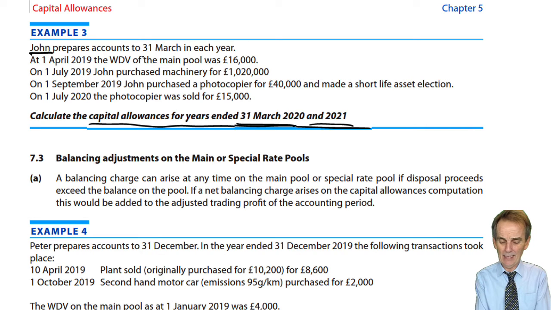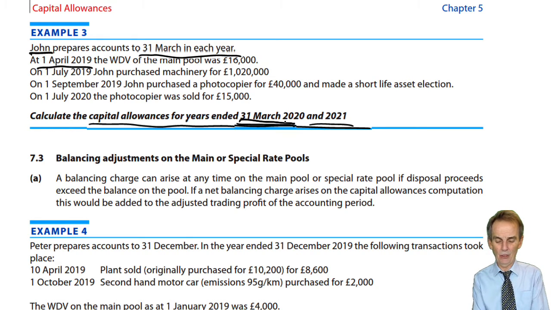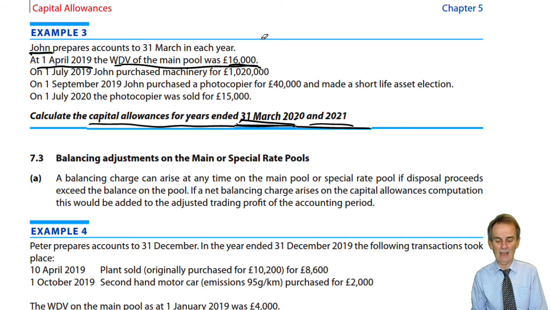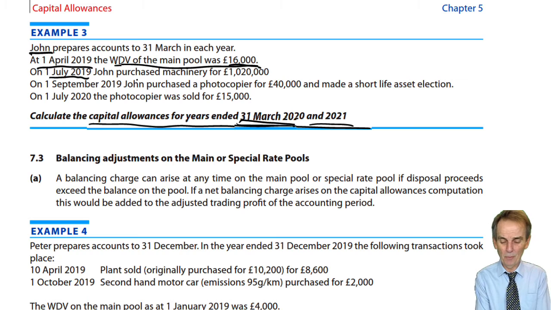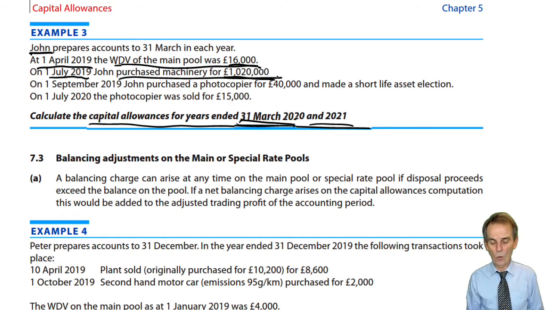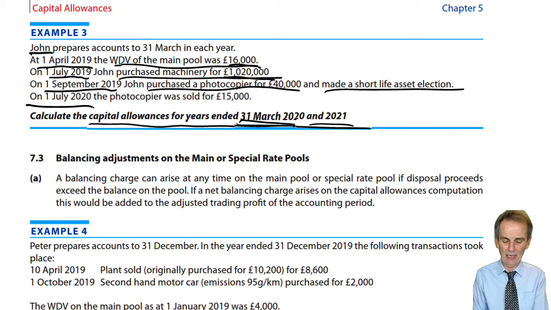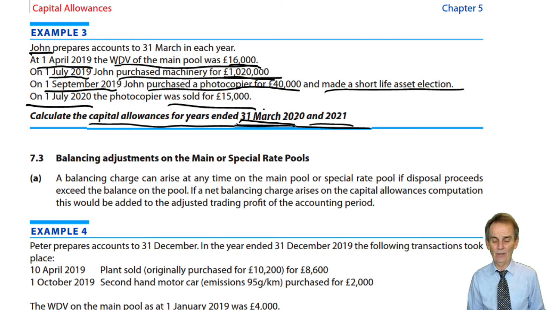John, our hero here, prepares accounts to the 31st of March in each year. At the 1st of April 2019, the beginning of the year ended 31st of March 2020, the written down value of the main pool was a mere £16,000. On the 1st of July 2019, John purchased machinery for, it's an unlikely proposition, isn't it, £1,020,000. I've got to go above 1 million to get this short life asset election being worthwhile. On the 1st of September 2019, John purchased a photocopier for £40,000 and made a short life asset election. We're going to see why, because in the next accounting period, on the 1st of July 2020, the photocopier was sold for £15,000.